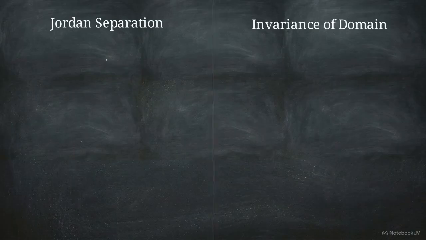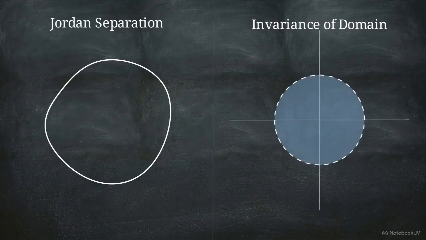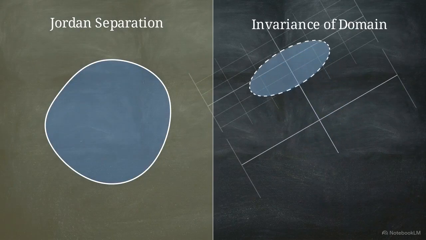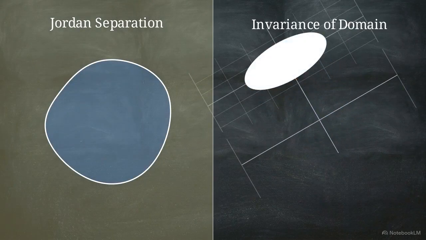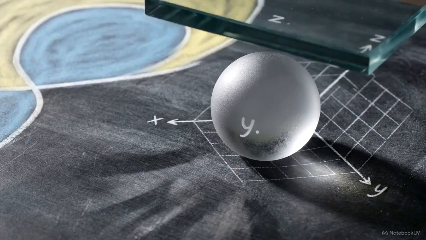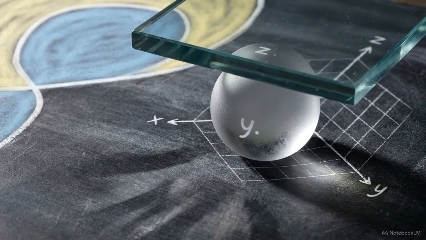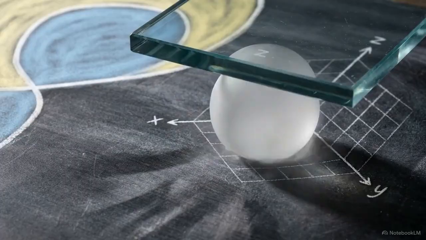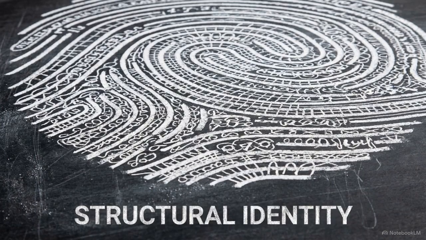Pure topology completely ignores rigid distances and specific shapes, yet it flawlessly identifies true structure. The Jordan separation theorem guarantees that boundaries are mathematically real and impenetrable, and the invariance of domain guarantees that the internal dimensionality of a space cannot be faked or flattened. Together, these theorems prove that dimension is a topological invariant, a permanent structural fingerprint of the space itself.